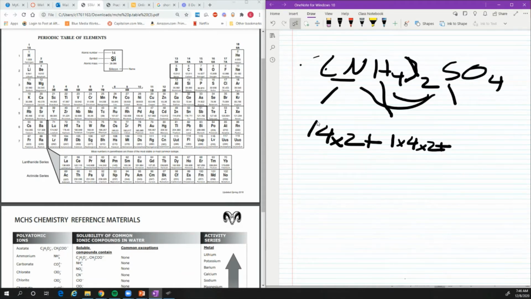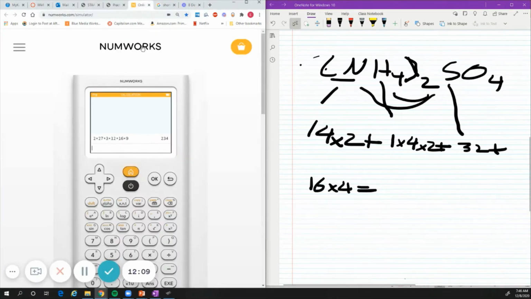I know that S, now this one's not being affected, so I know that S is going to be 32 basically, plus oxygen, which is 15.999. I'm going to say that's 16 basically, and then multiply that by 4, add everything up, and get an answer.